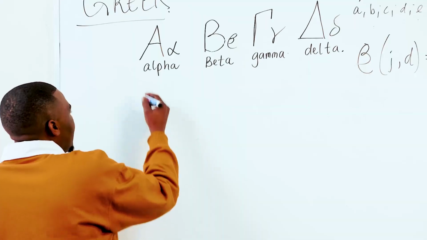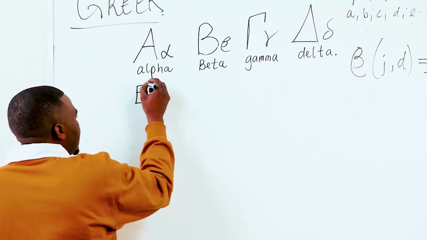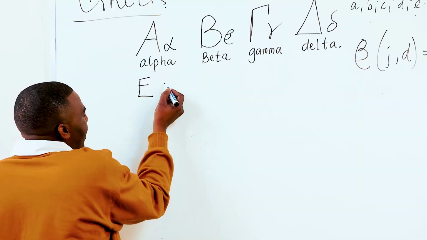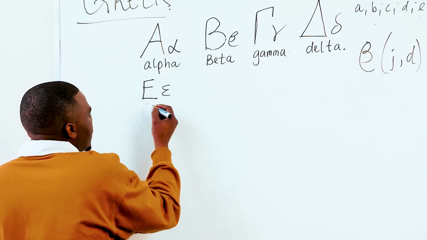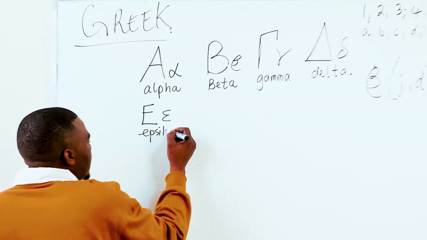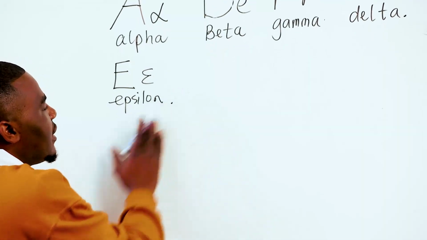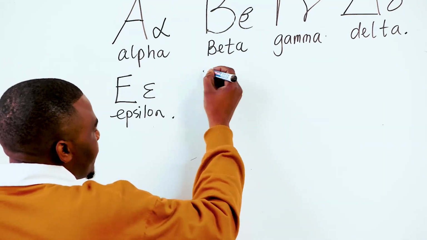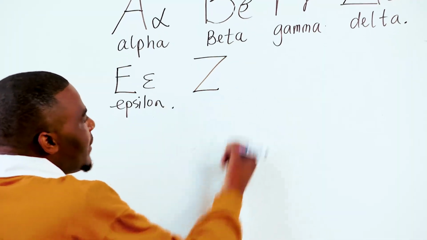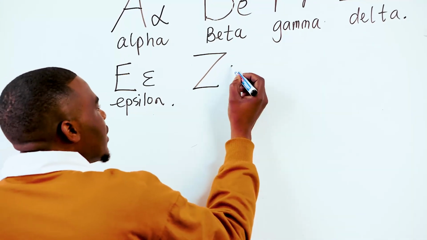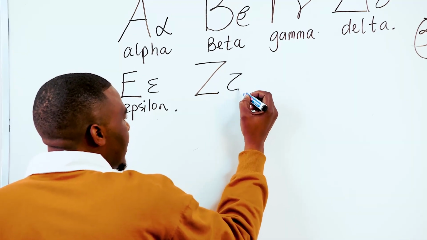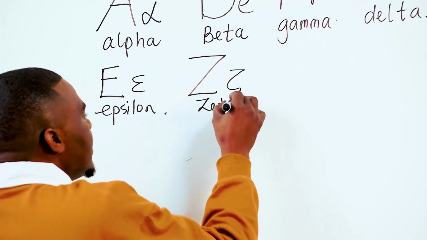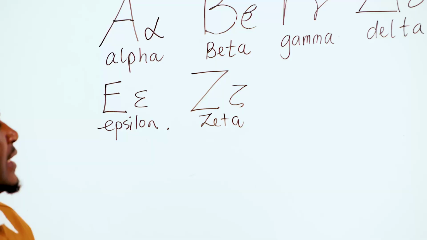Then after delta, we've got epsilon, right? You can see E, like a normal E from Latin, but the way we write it now in Greek, it's like this. So you read this as epsilon, right? After epsilon, we have got zeta. You write it as a capital letter Z, but the small letter is what matters the most, like I said. So you write it like this. That's the small letter for zeta. So we pronounce this as zeta, right?